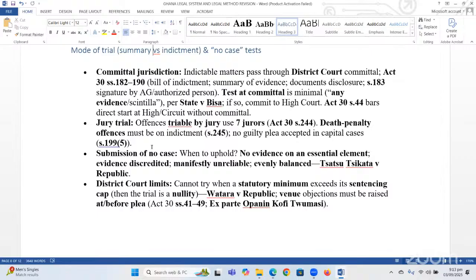At the committal stage, the person who is to be tried will be put before the district court, and they will go through the bill of indictment to find out whether the charges being preferred against him are in order, the summary of evidence, the various documents they are going to rely upon, whether everything is in order. At the committal stage in the district court, we are not finding out whether the accused person is guilty or not guilty. No, we are just trying to find out the requirements of the law in terms of the bill of indictment and the summary of evidence. Is everything there? So that is how it is.